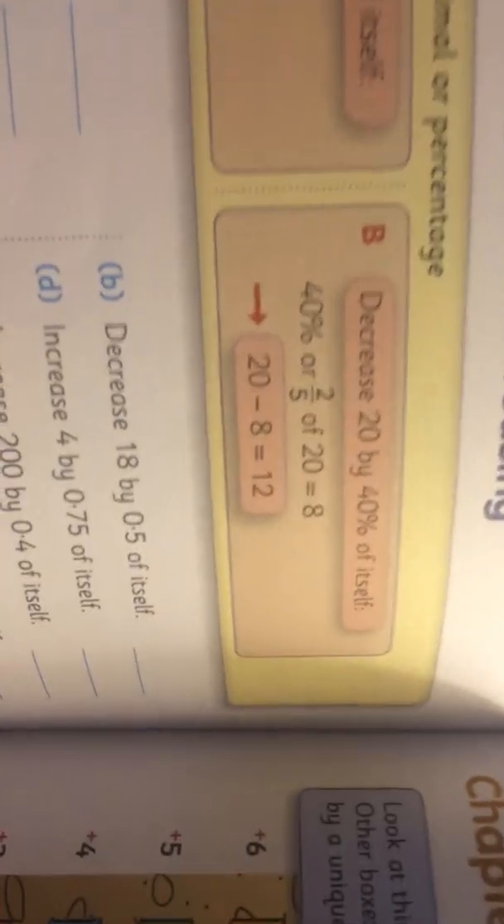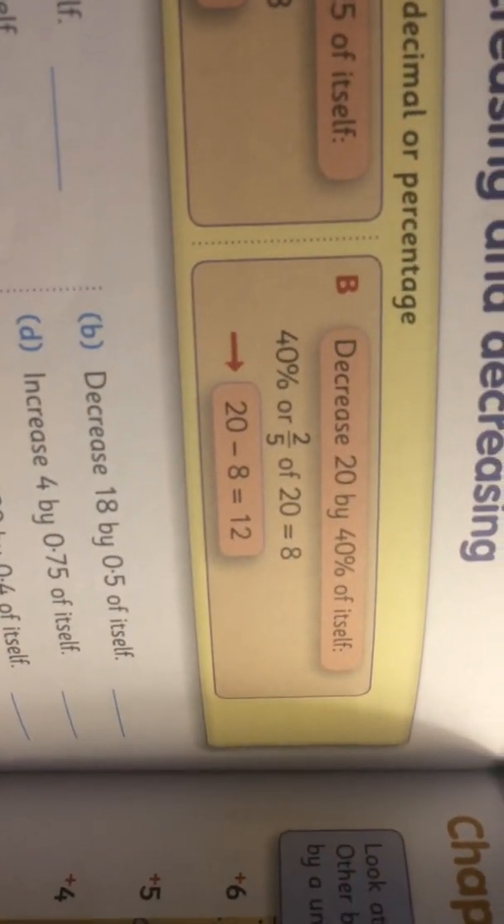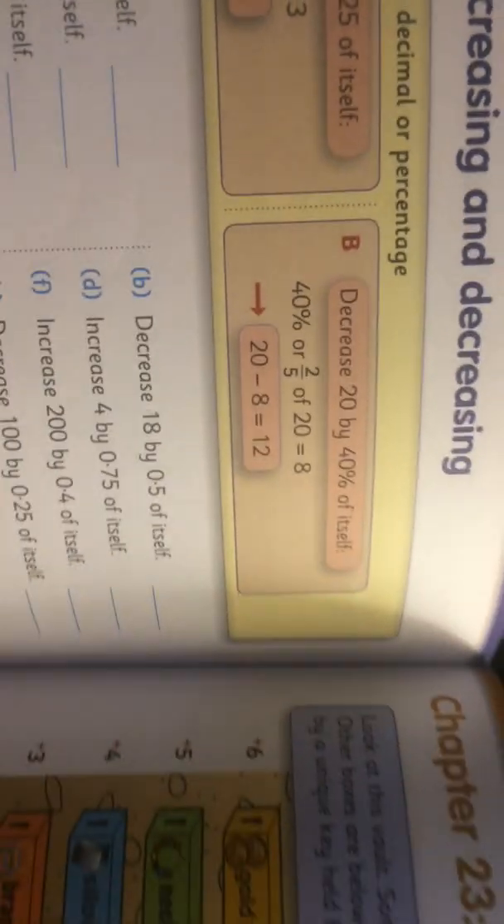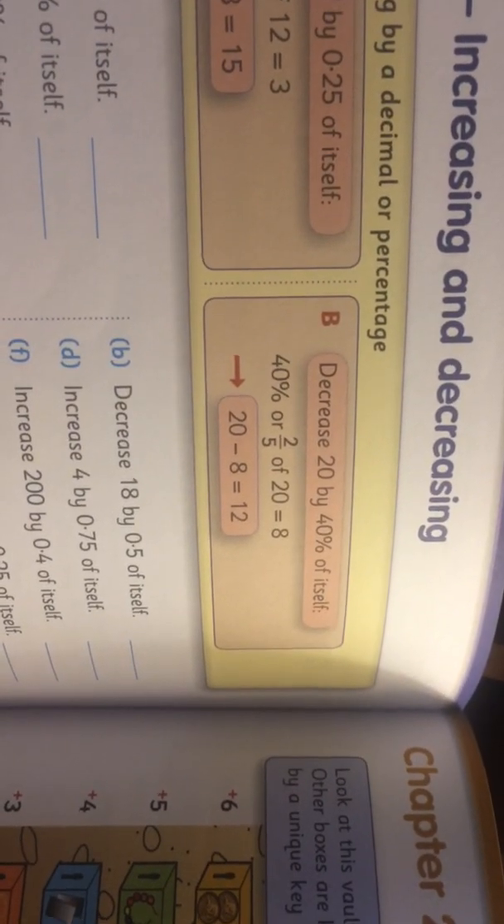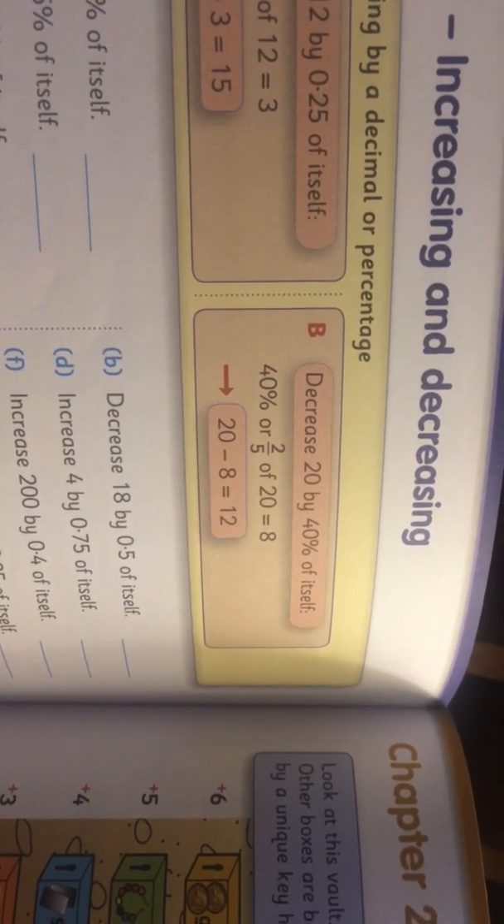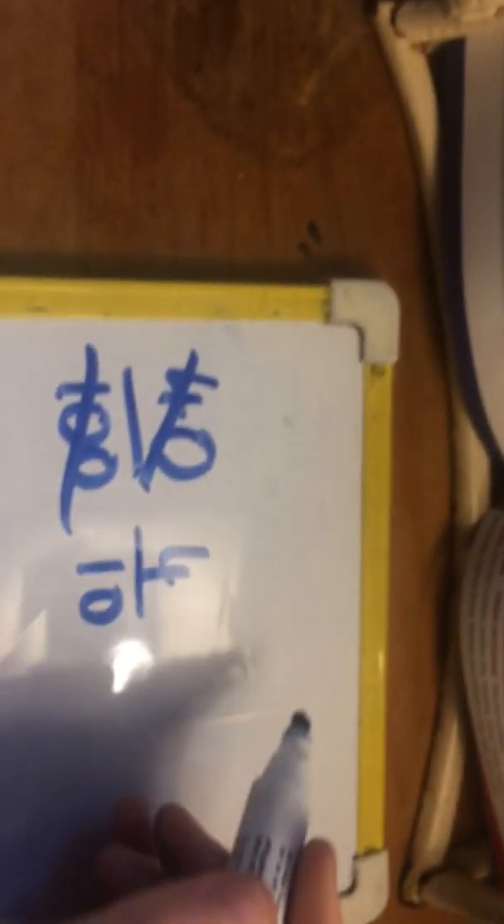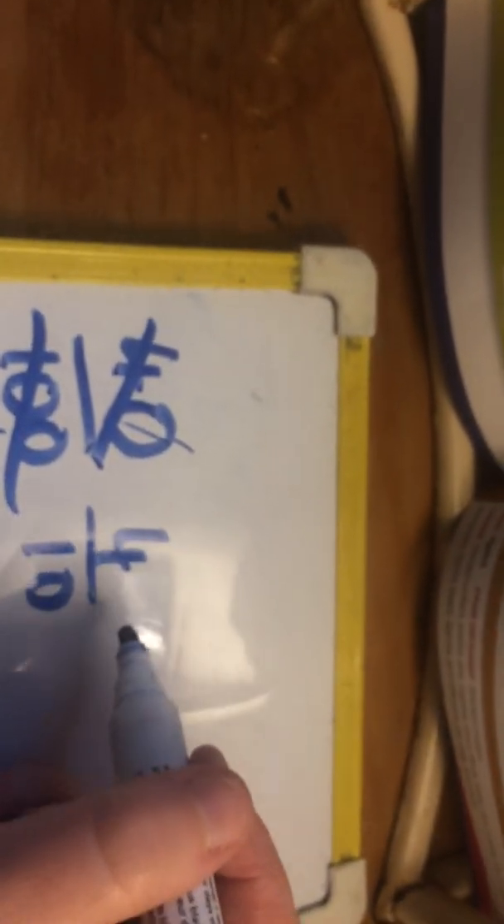How about decreasing it? Let's look at the next one here. It says decrease 20 by 40% of itself. So we need to first of all find what 40% of 20 is. We have 40%, which as a fraction is 40 over 100. Then we break that down into smaller parts: 10 into 40 goes 4 times, 10 into 100 goes 10 times. Another quick trick for that, guys, is that if there's a 0 at the top and a 0 at the bottom, you can just cross them out.